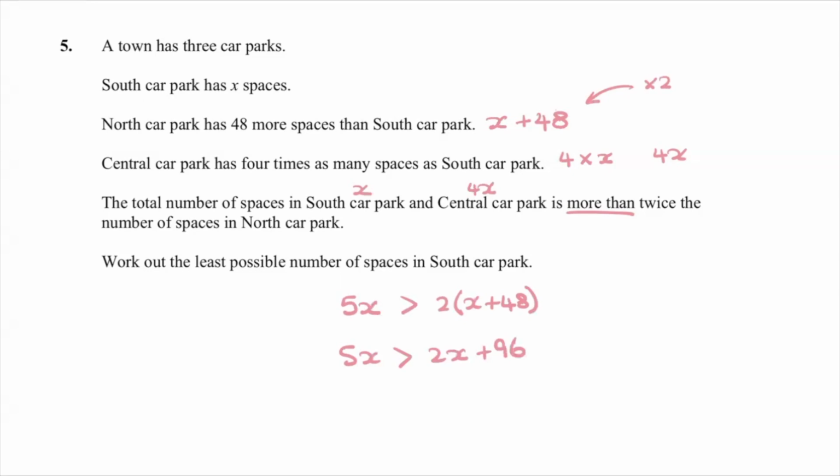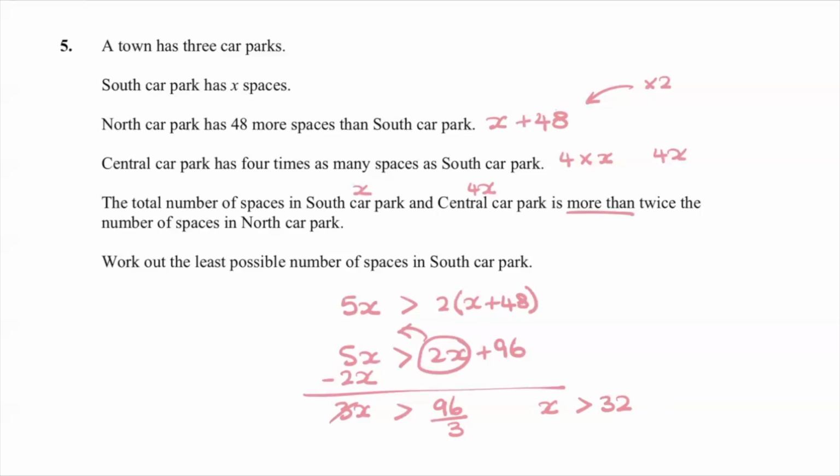Now we're going to go on and solve. First thing I'm going to do is get those X's together. So my 2X will move. It's a positive term. It's a number I don't know, but what I do know is it's positive, which means it's going to land as negative. That is going to give me 3x being greater than 96. Then we divide through by 3, which gives us x is greater than 32.